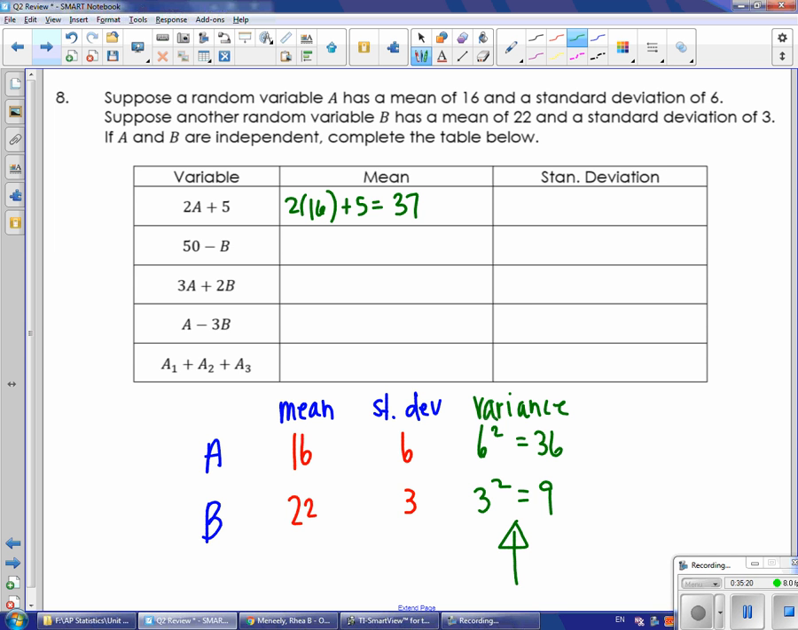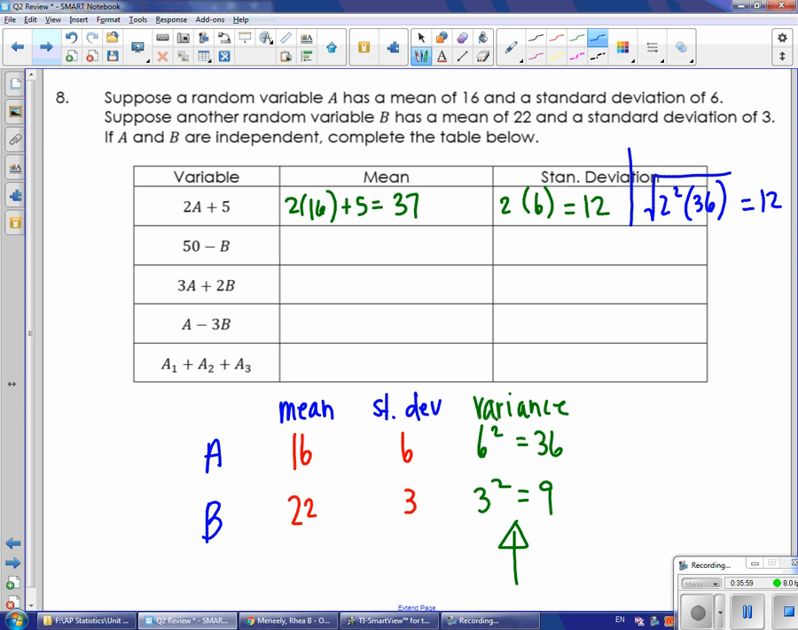When I'm dealing with a standard deviation, this is an example where technically you don't need to use the variance. I would just take 2 times the standard deviation of a, which is 6, but I've got to remember that adding or subtracting a number to a set of values is not going to change the spread. So I'm not going to worry about adding a 5. The new standard deviation would be 12. If you prefer to work with the variance, which is really the proper thing to do, then we would simply do 2 squared times the variance and then take the square root. And what you'll find is it's the same as 2 times 6, and you'll get 12.